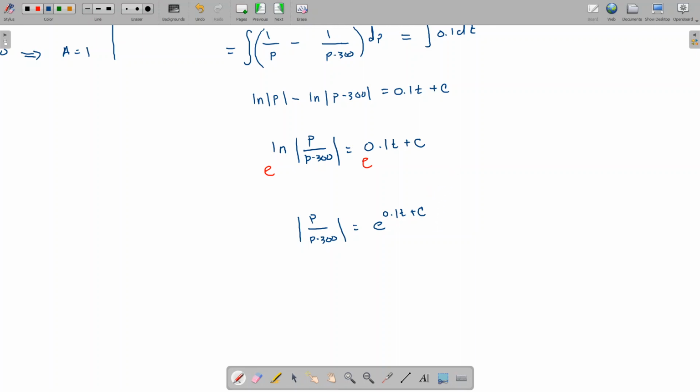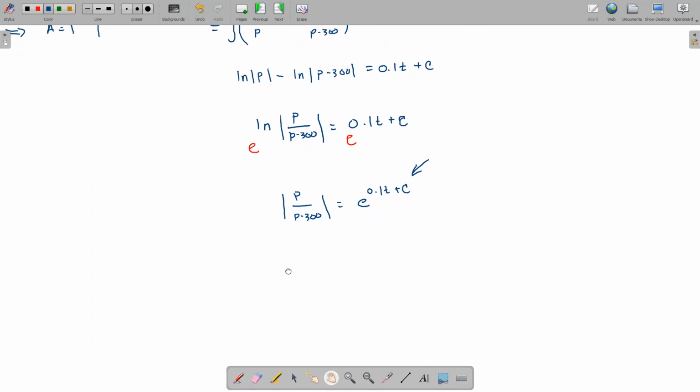Now the critical thing right here is that this c is in the exponent. This is usually where the mistakes are made. When they exponentiate, people try to put the e here as well, and that is not true. That's not how that works. So it has to be up in the exponent.